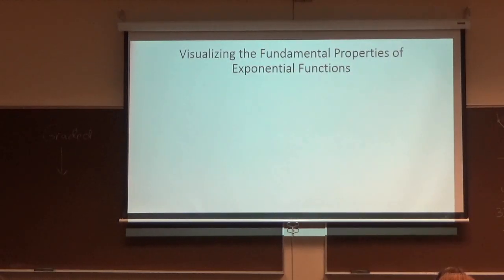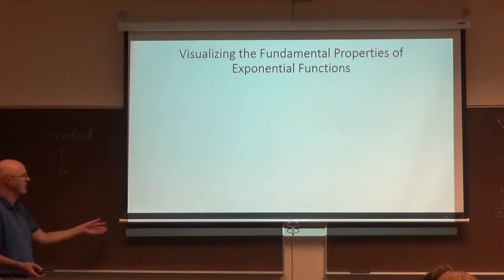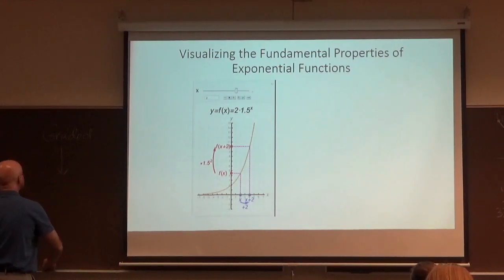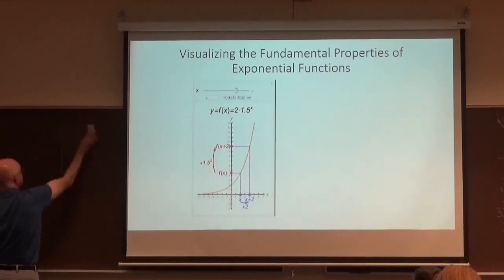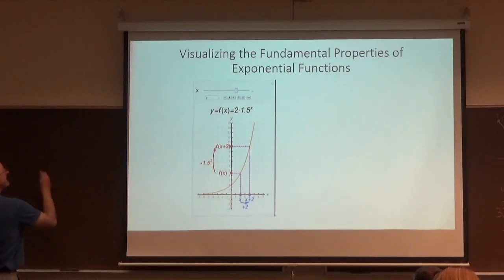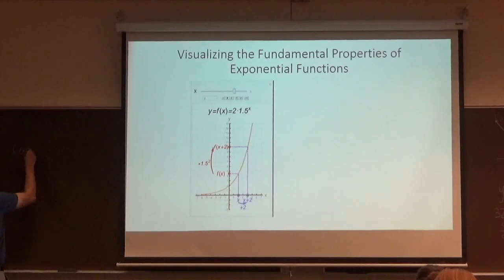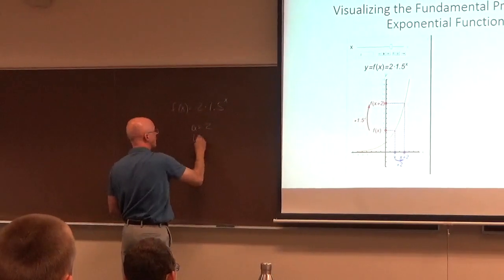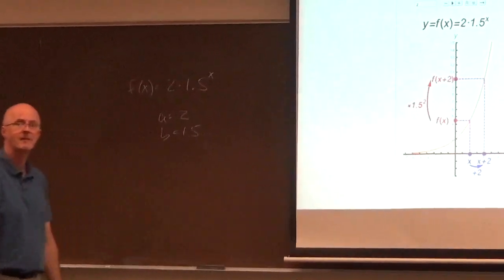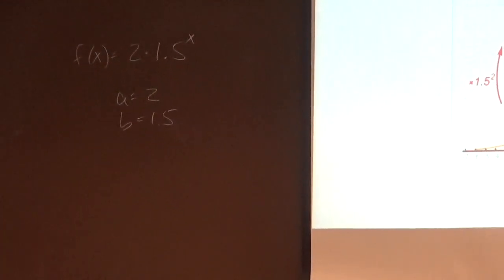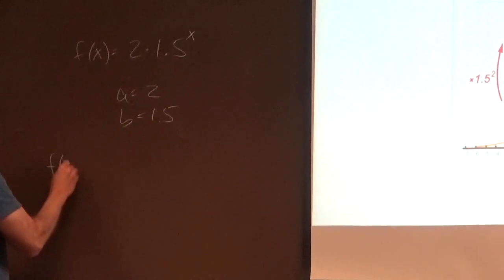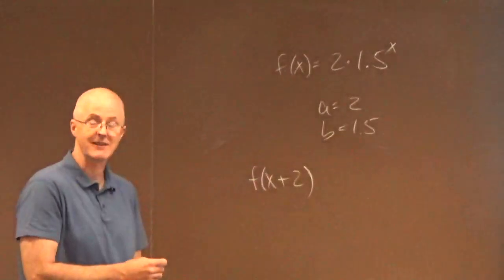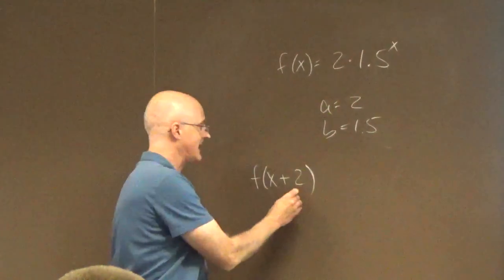I do want to show you this visual again, because I think it is an important thing. The example from the visual you can see is f of x equals 2 times 1.5 to the x. So the a is 2 and the b is 1.5. This function has the property that, for example, when you add 2, last time in class I added delta x, an arbitrary thing. Delta x is 2 in this case.